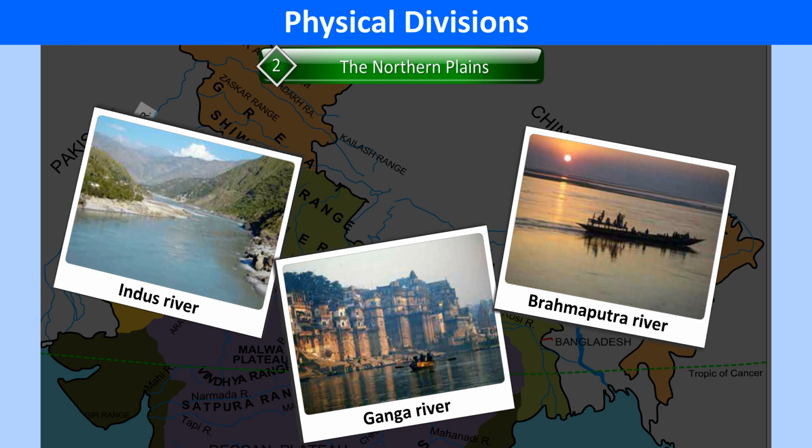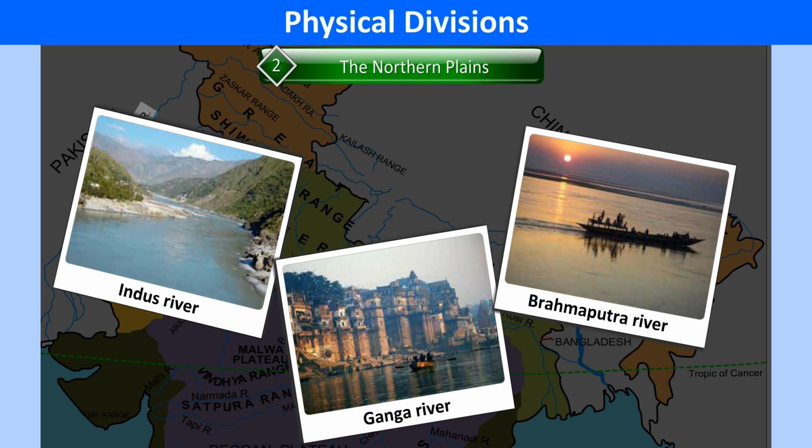The Indus Plain lies in India and Pakistan. In India, it forms the western part of the northern plains. This plain is drained by the tributaries of the Indus, the Ravi, Beas, and Satluj, covering Punjab and Haryana.